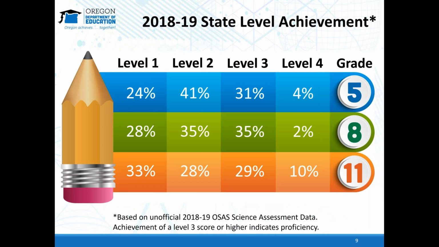Here we see our 2018-2019 state level achievement. So this is our percent proficient students across the state. Here you can see the percentage at each level once the cut scores have been applied. Please note that achievement of level 3 or higher indicates proficiency. You may notice that a smaller percentage of students are demonstrating proficiency as compared to the previous assessment, the OAKS assessment. Please note that this assessment is much more rigorous due to the increased rigor of our state science standards and should not be compared to the retired OAKS assessment. The bar has been set higher.